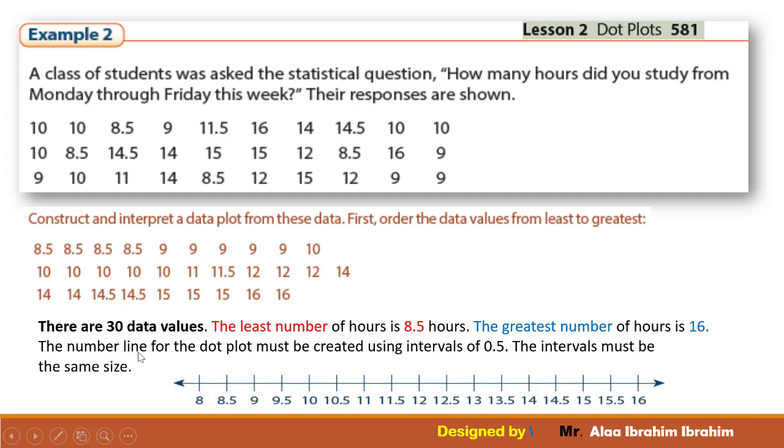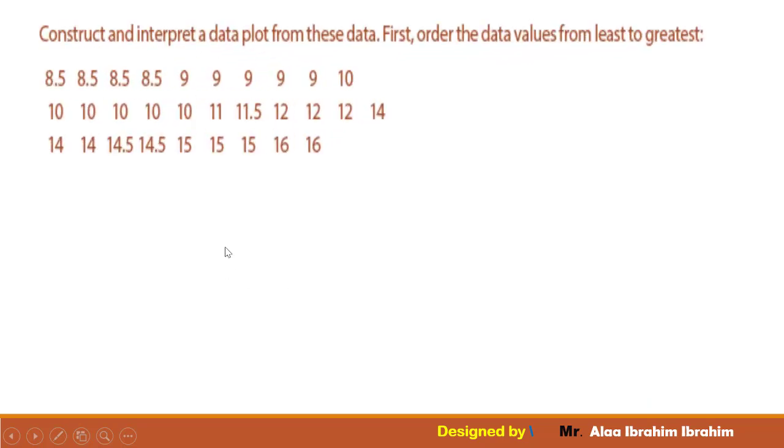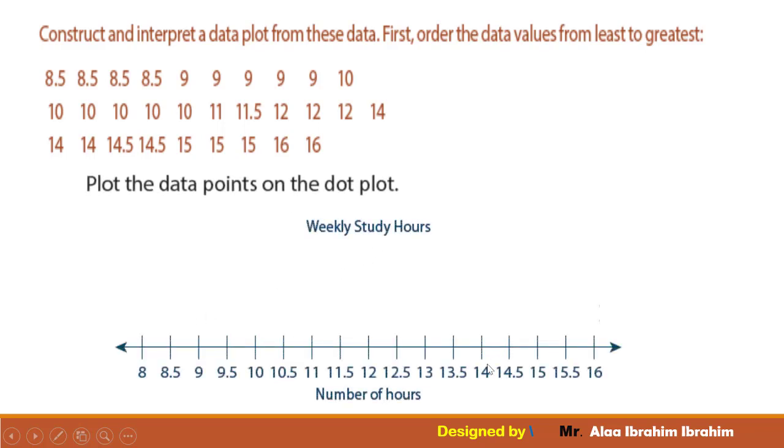The number line for a dot plot must be created using an interval. Interval means the same distance. I add the same number, 0.5, all the time. Now I need to make my number line or dot plot. So we have to take the number line and count how many 0.5 steps I have.